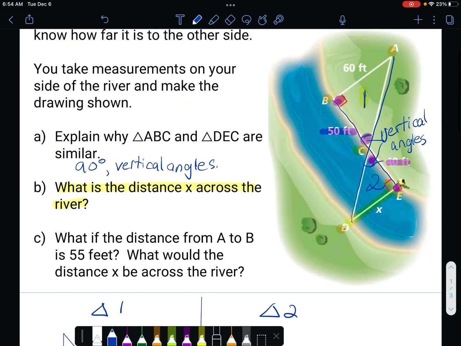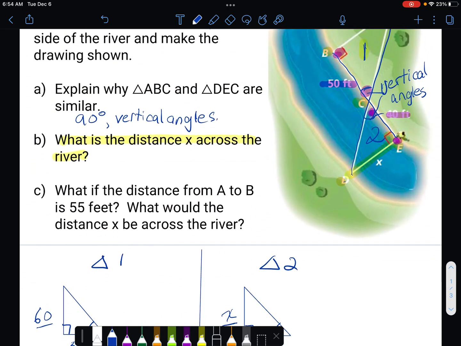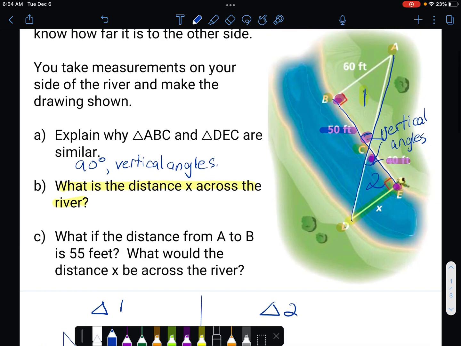Why don't you give it a try for number C? What if the distance from A to B is 55 feet? So if we look at where that A to B is over here, and let's say instead of it being 60 feet, what if it was 55 feet? You give that a try.